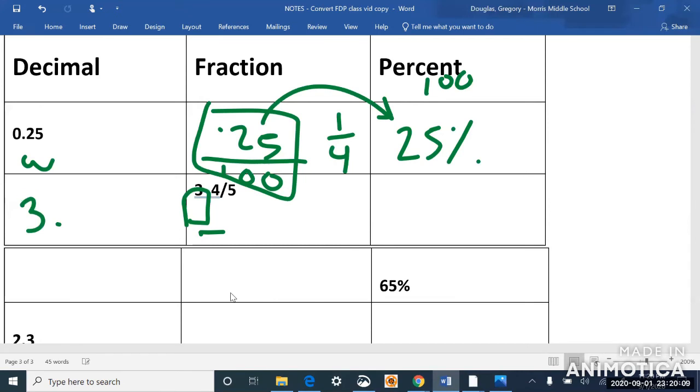So I just have to divide the 4 divided by 5 to find out what decimal that's going to be. The top number goes in, the bottom number goes out. 5 does not go into 4, so I put a decimal and a decimal and a 0. 5 goes into 40, 8 times. So that means 3.8 is the same thing as 3 4/5.